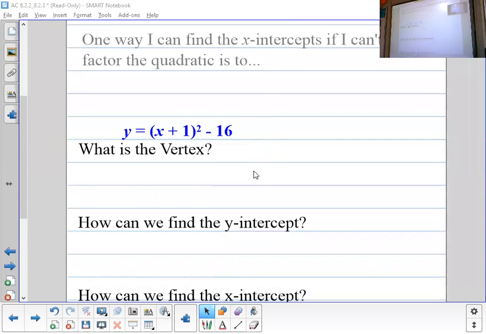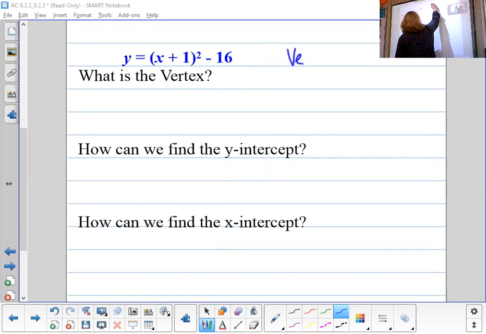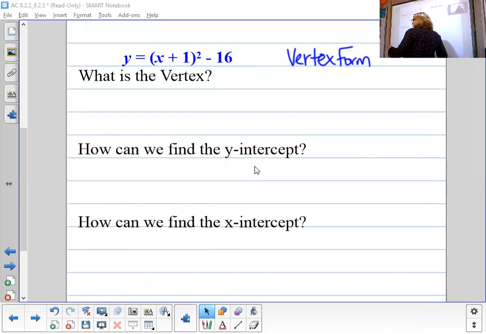Okay, on the right side of your notes, I want you to write this equation, y equals (x plus 1) squared minus 16. So this is vertex form. Remember, there are three forms of your quadratic equation: factored form, standard form, and vertex form. This one is vertex form. Why is it called vertex form? Because it literally tells us the vertex.